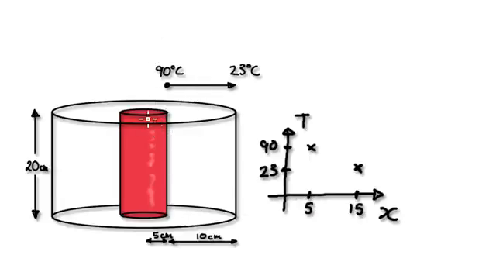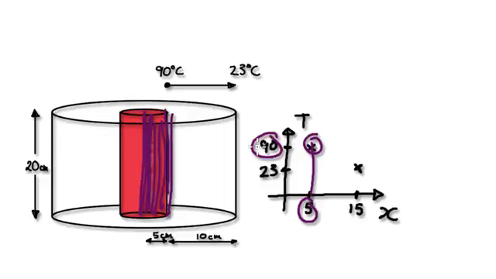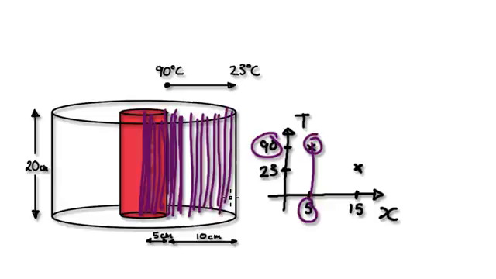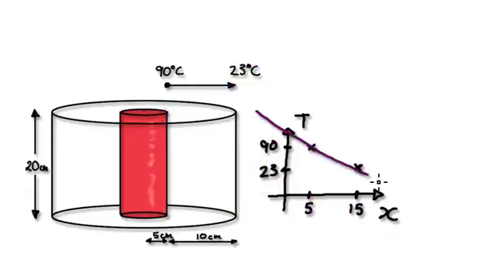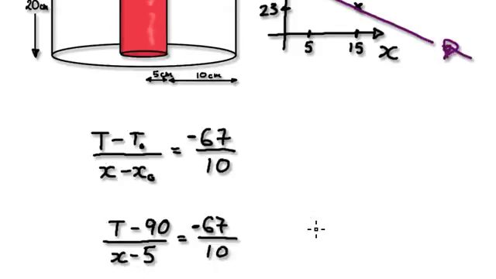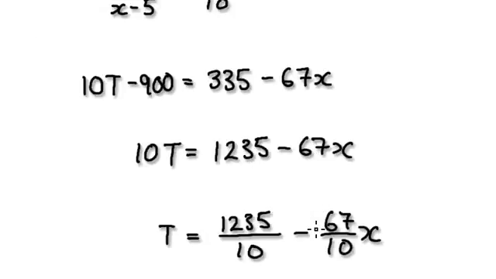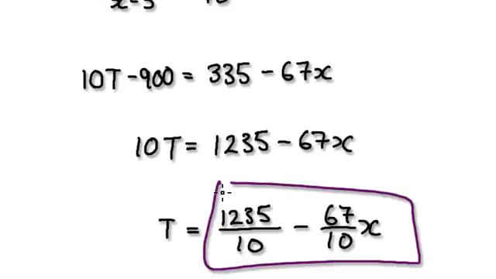So we're moving along here, starting at the center. By the time it gets to 5, which is right here, we want the temperature to be 90. And then as we're moving out here, by the time the radius gets to 15, which is here, we want the temperature to be 23. So our temperature should be the equation of this straight line here, which is given by this. Now we've got our temperature.